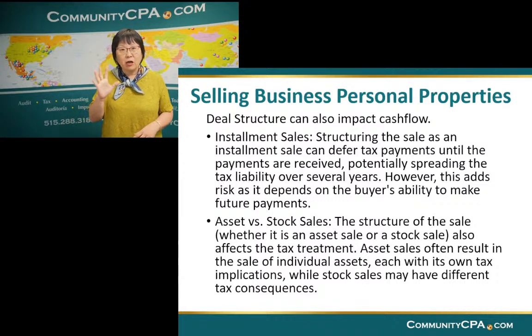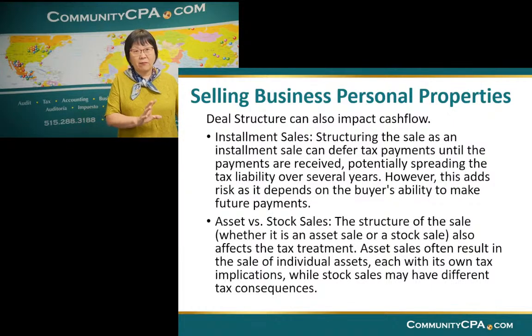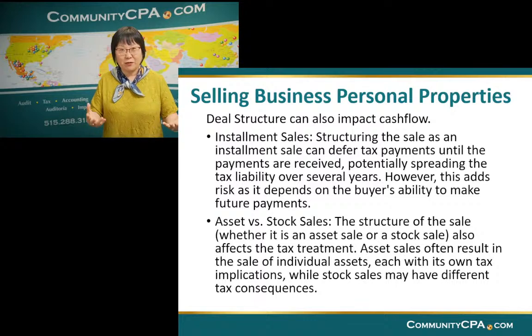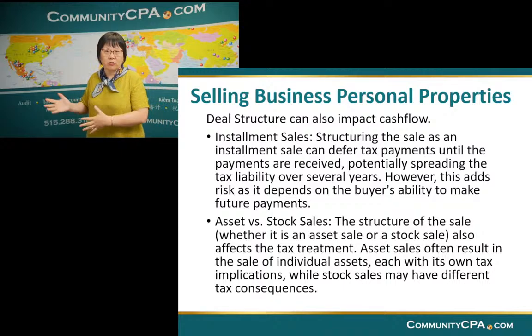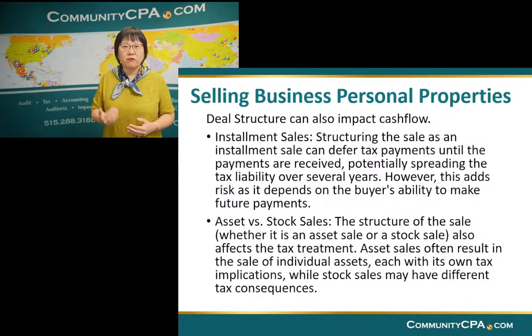I want to talk about stock sales, which is aside from the asset sales. The example I was talking about earlier is more of an asset sale, right? Stovetop, chairs, vehicles. But what if you have a business and you want to sell the whole business in a stock sale, where you sell the stock to another person? These are different cash flow projections.